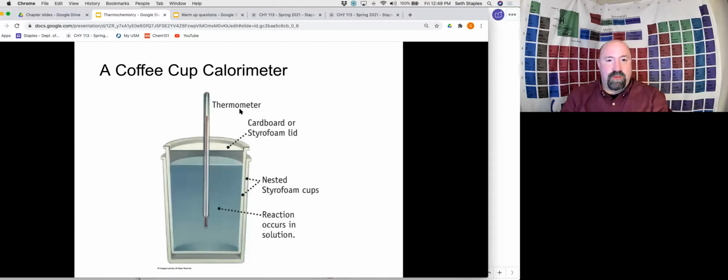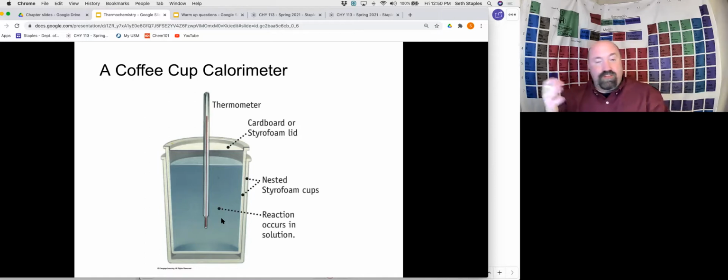Here we go. This is a very simple calorimeter. 2 styrofoam cups nested together. It actually does create a very efficient environment. And so in those 2 styrofoam cups, I put a thermometer in here to measure the temperature. Now just imagine this. Now imagine that I dump a reaction into this. I set a reaction going in the water.